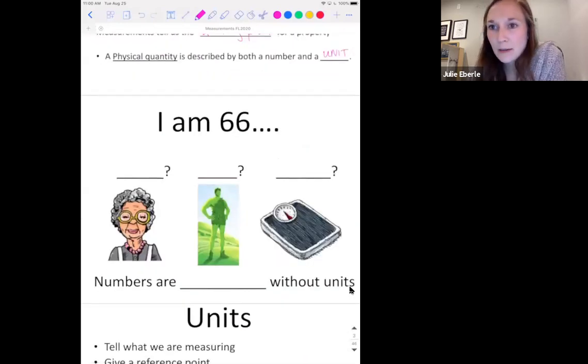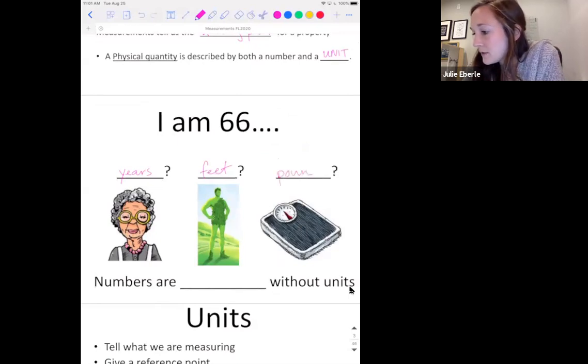If I say I'm 66, you don't know what I mean unless I give you more information, okay? Most of you might think age, so you might think that I'm 66. The unit here would be years, a unit of time. I could also mean that I'm 66 feet, which I am not. Some of you met me yesterday. This would not be my profession if I was 66 feet tall. Or I can mean that I'm 66 pounds, all right? Which I am also not.